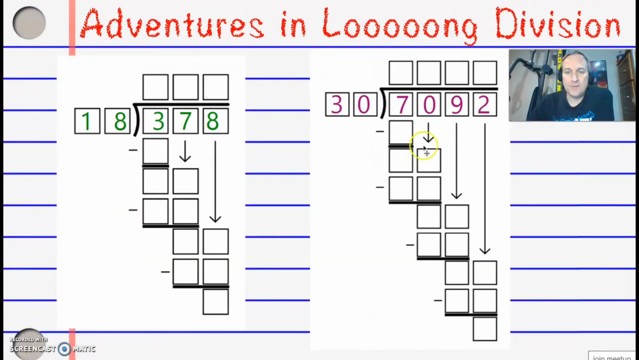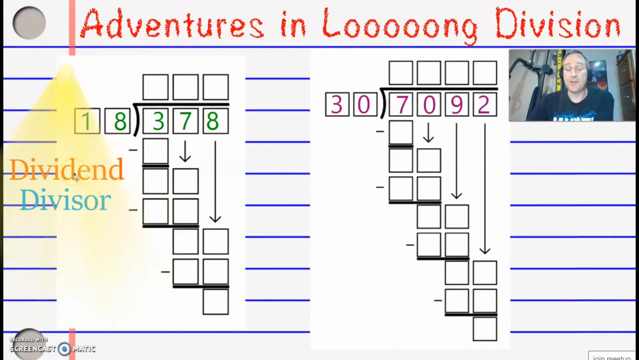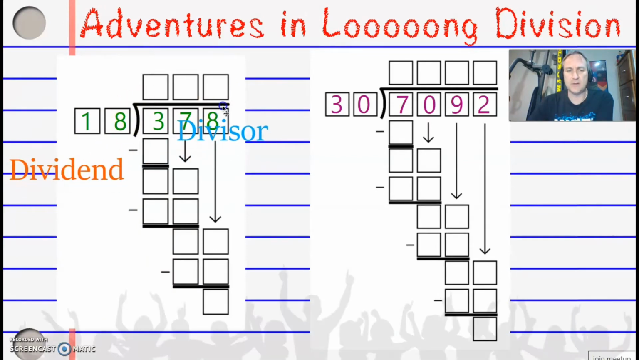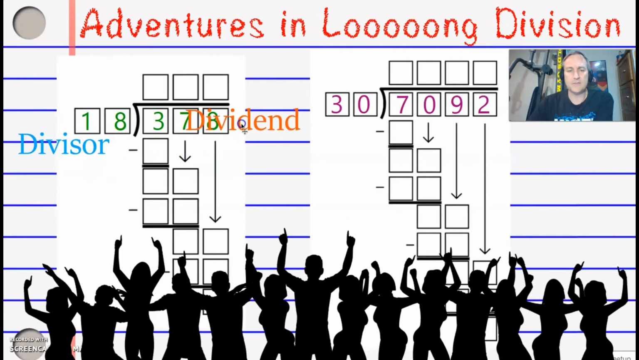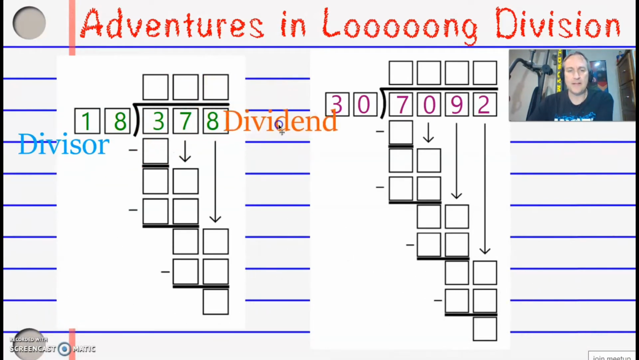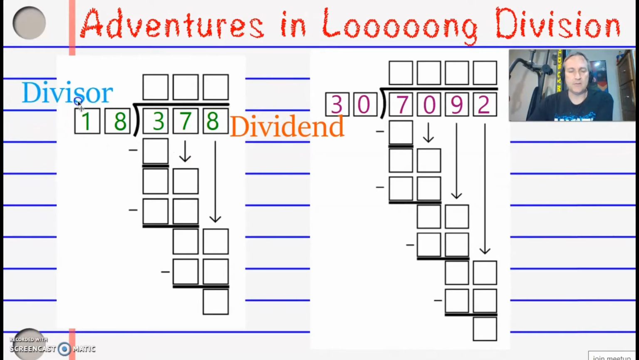So here we have a couple of sample problems, and you can see a little bit of a difference from last episode where we divided by 1-digit divisors. If you recall from last time, the terminology we used was dividend and divisor. See if you can remember which one is which. The dividend goes on which side of the division bar? The inside or the outside? If you said inside, you were correct. The dividend goes on the inside right here. That's the dividend. And the divisor is the one that goes on the outside.